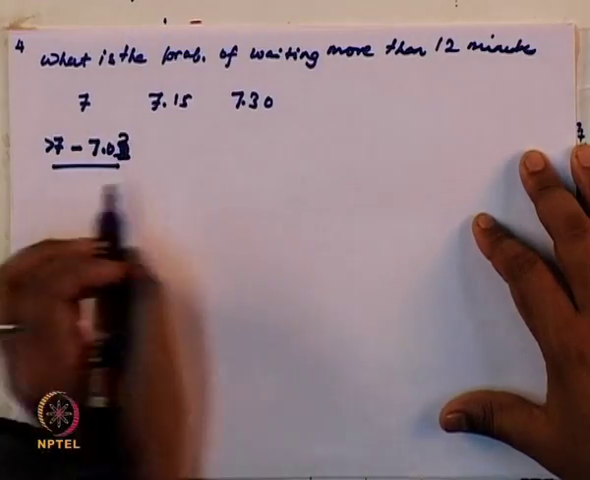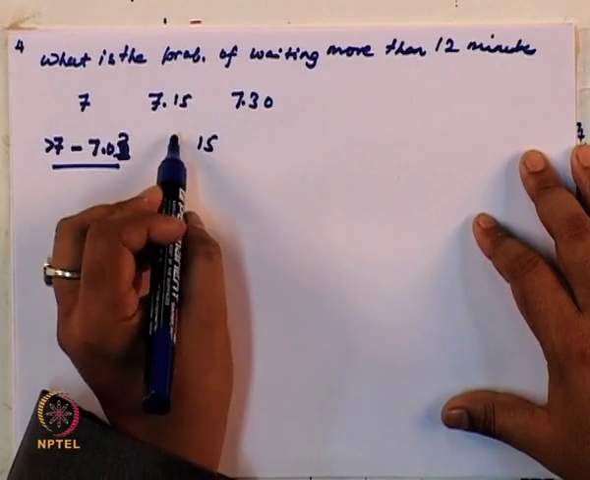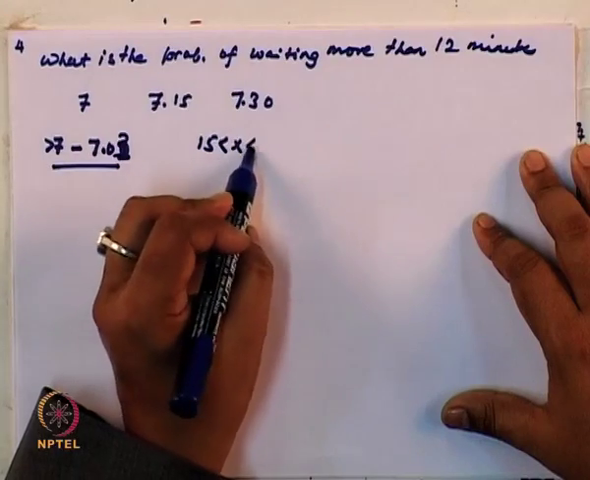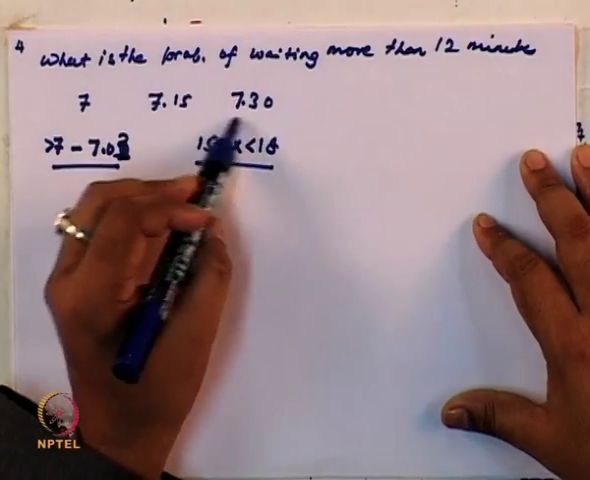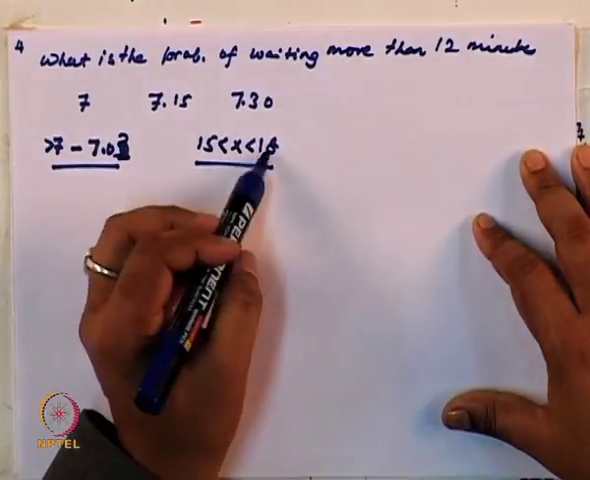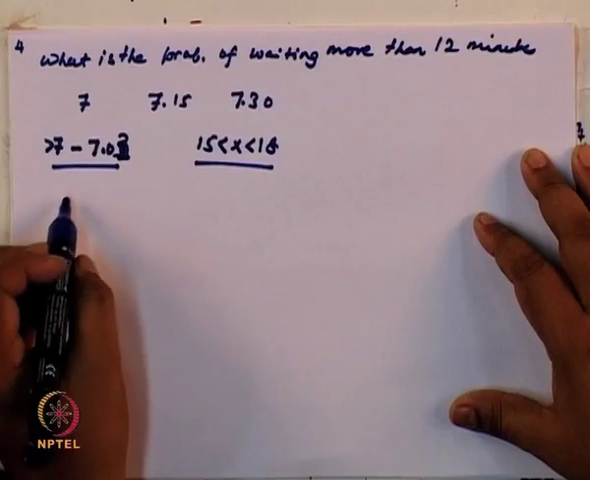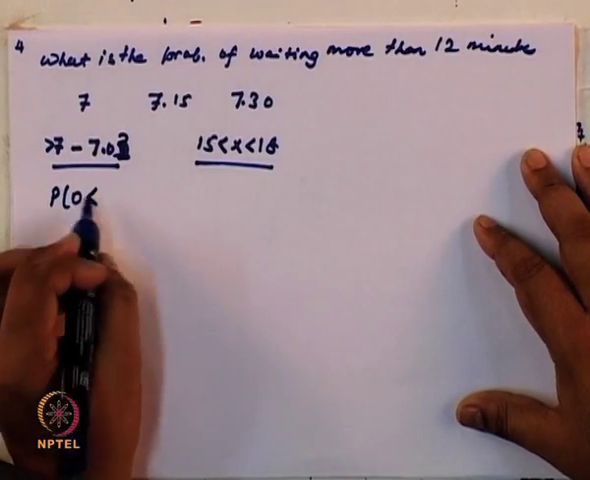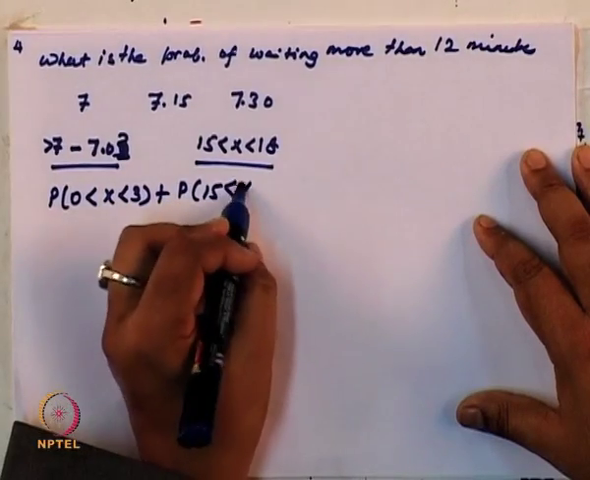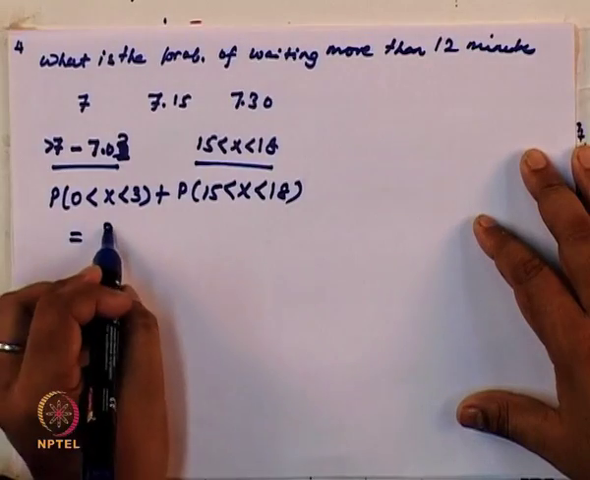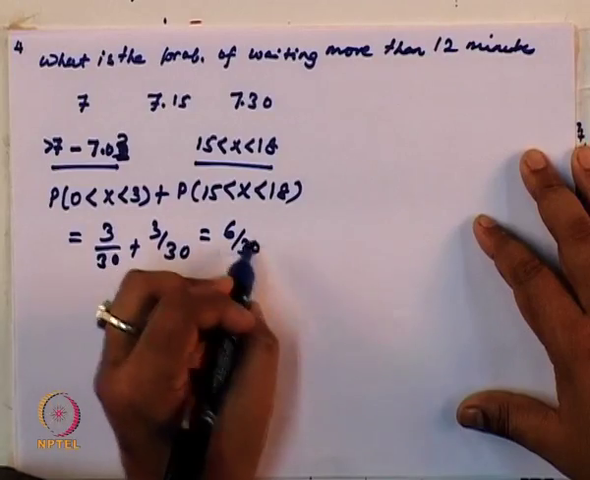Similarly, he can arrive any time right after 15 to 18. If he arrives just after 15, then he would have to wait for 30 minutes, which is more than 12 minutes, and the latest he can arrive is 7:18. In that case, he will have to wait for exactly 12 minutes. So, my probability is the probability of 0 less than x less than 3 plus the probability of 15 less than x less than 18, equal to 3 by 30 plus 3 by 30, equal to 6 by 30, which is 1/5.